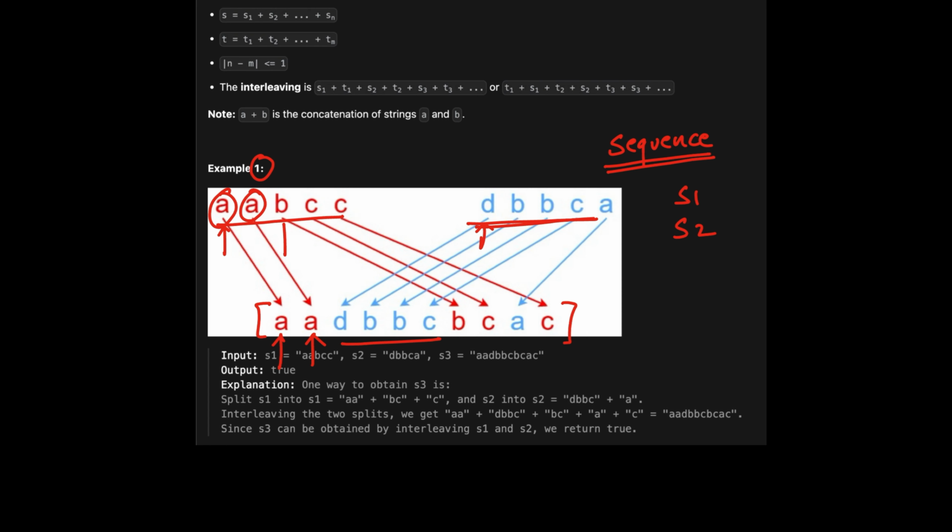As we used AA from S1, the next available character in S1 is B. We are not supposed to take any other characters besides B from S1. There's a lot more theory given in the problem statement to understand the conditions. I hope the explanation I provided was helpful. Let's switch to the whiteboard and discuss how we can solve it.